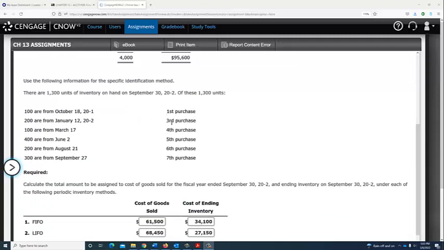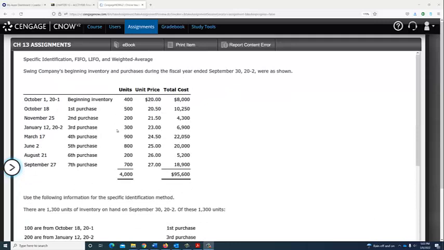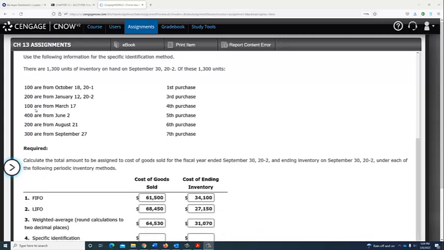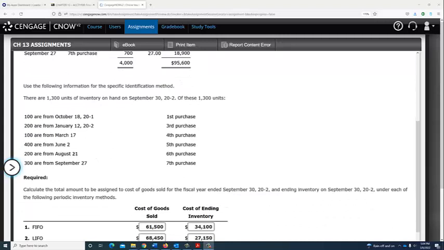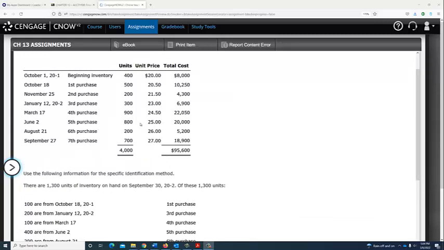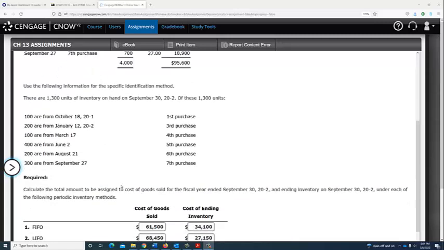200 are from the third purchase. So I go to the third purchase, and 200 at $23 is $4,600. So that would be added to the ending inventory. 100 are from the fourth purchase, so 100 at $24.50 will give me $2,450 to add to ending inventory. And 400 are from the fifth purchase, so 400 at $25 is $10,000 to add to ending inventory.